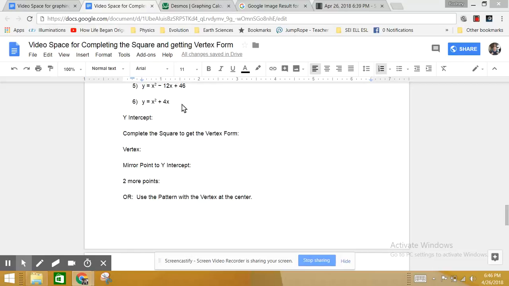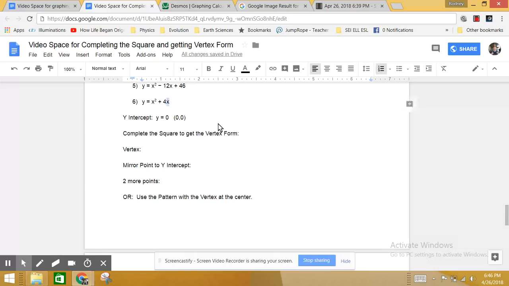So we're going to go ahead and do number 6, which is y equals x squared plus 4x. Now the first thing we can do is get the y-intercept for this. And this will be pretty simple because that's what y is if x is 0. Well, if x is 0, all this stuff goes away and I'm left with nothing. So the y-intercept is going to be 0, 0. So there you have our y-intercept.